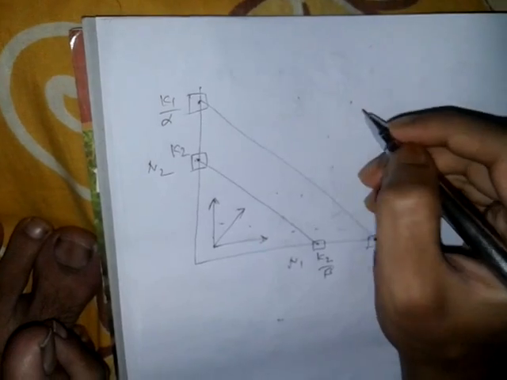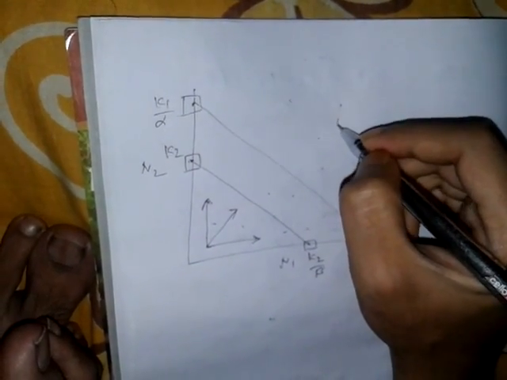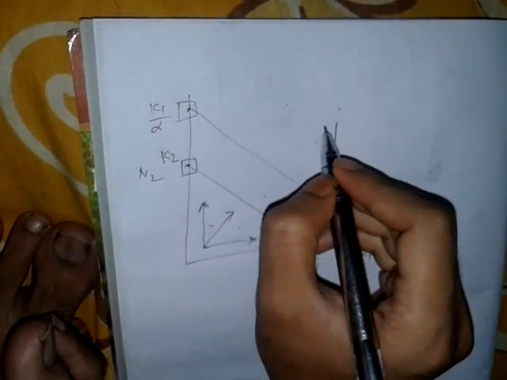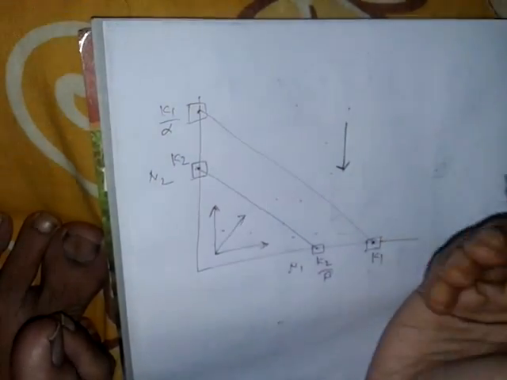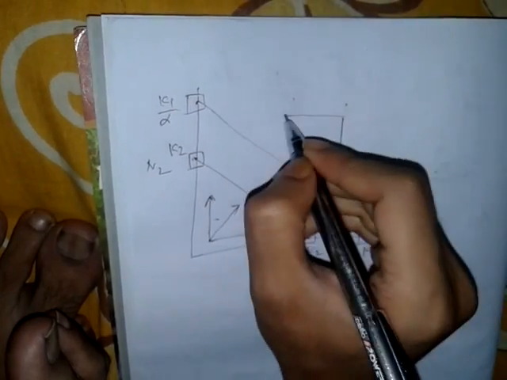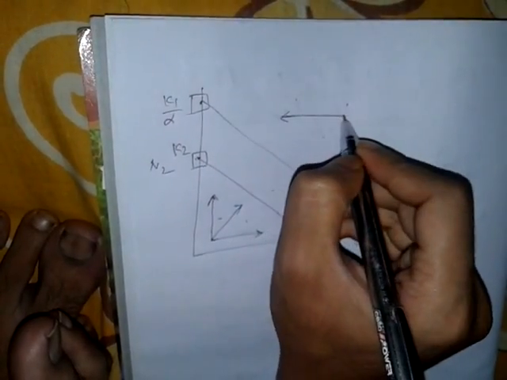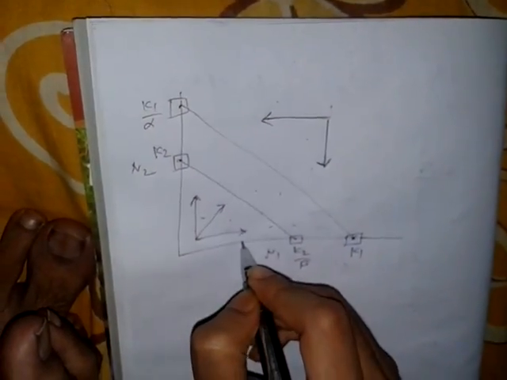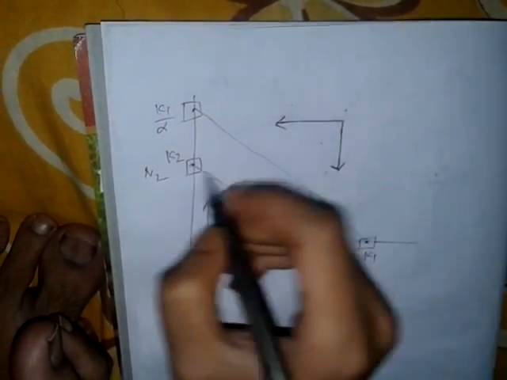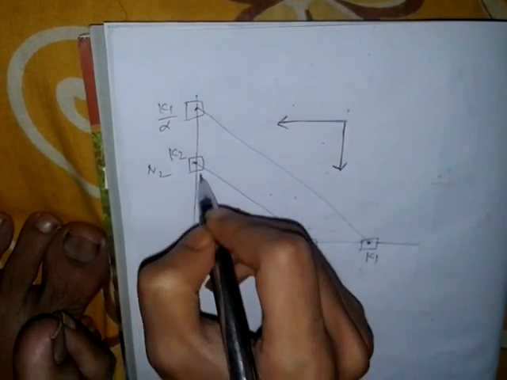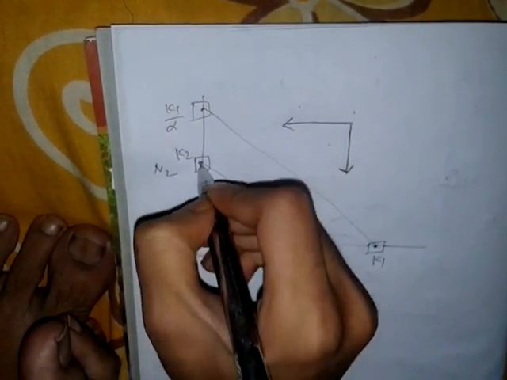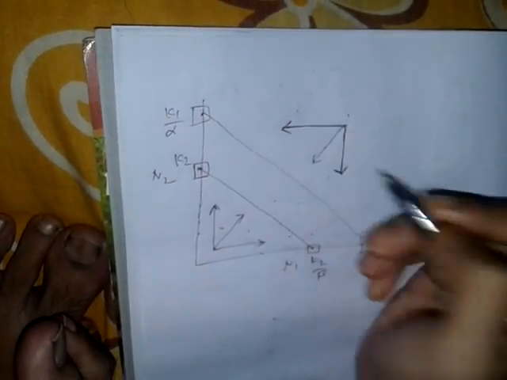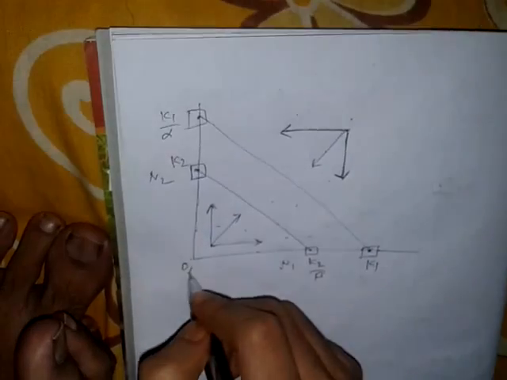The population of species 2 is going to decrease. That means this arrow, and the population of species 1 will also be decreasing, this arrow. So this arrow indicates that the species 1 population is decreasing, and this arrow is indicating that the species 2 population is decreasing from its K2 value, and therefore the joint vector will be pointing towards the origin of the graph.